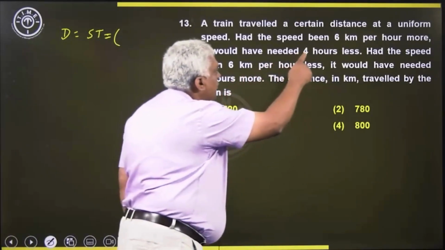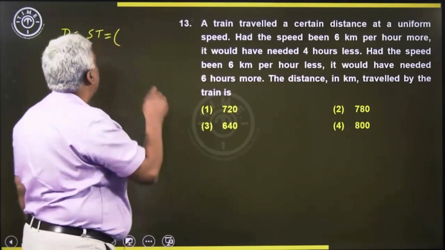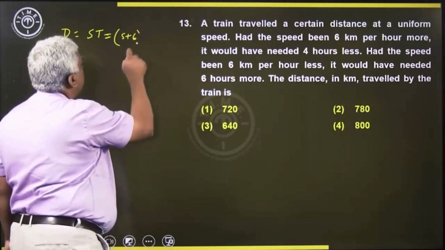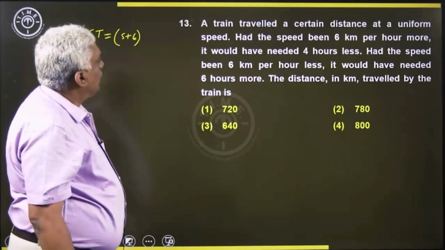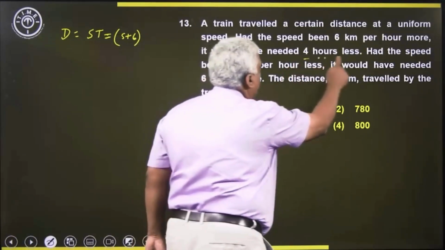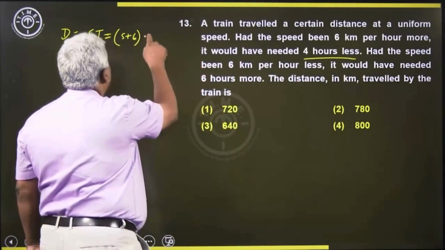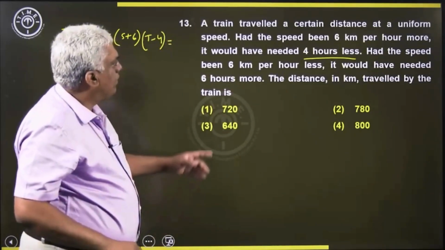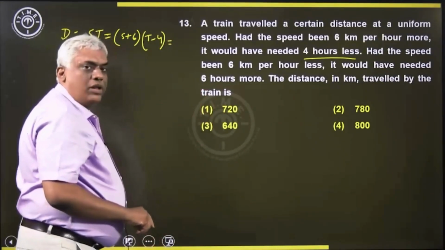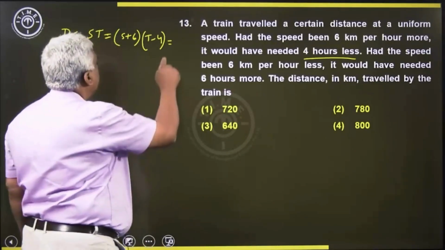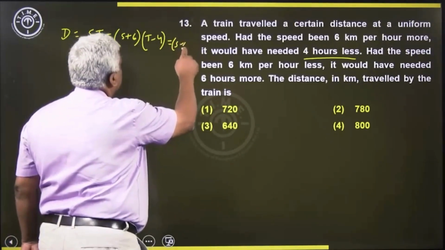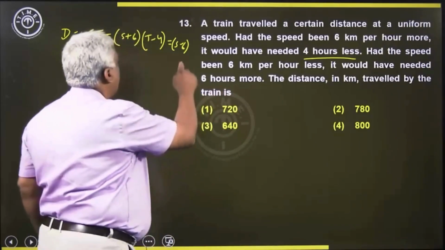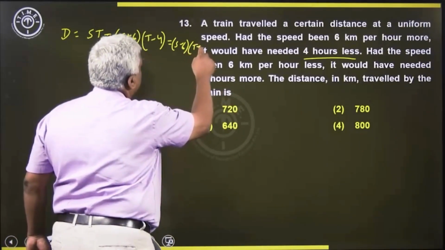Had the speed been 6 km per hour more, the speed is s plus 6, and it would have needed 4 hours less, so the time is t minus 4. This is equal to, if the speed is 6 km per hour less, s minus 6, it would have needed 6 hours more, so the time would be t plus 6.